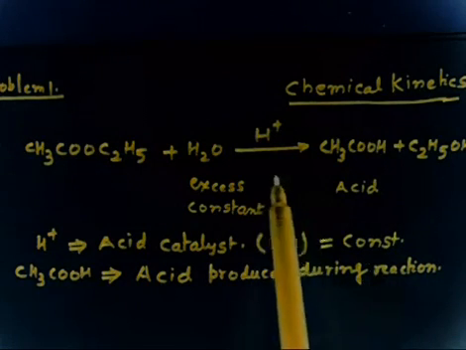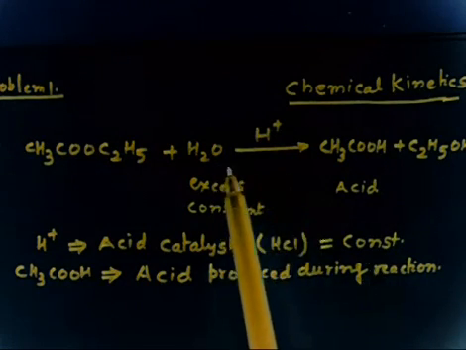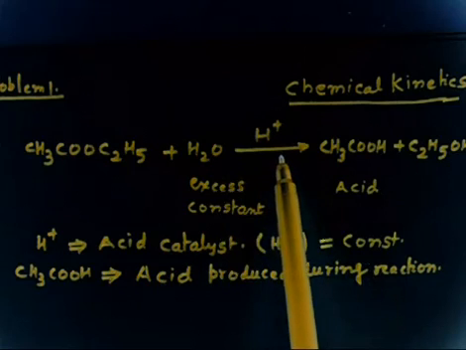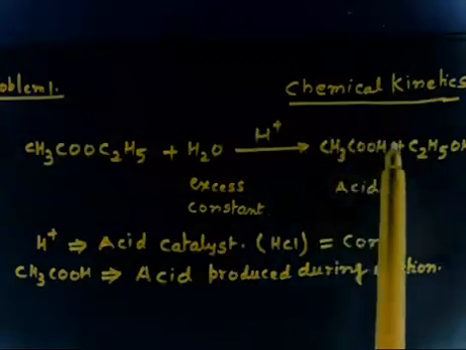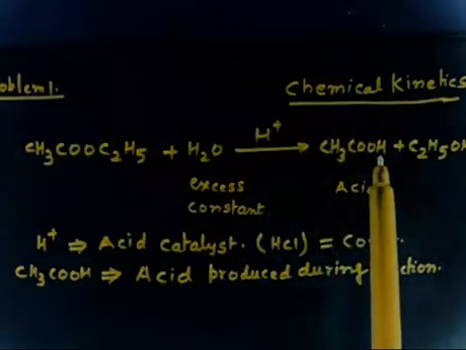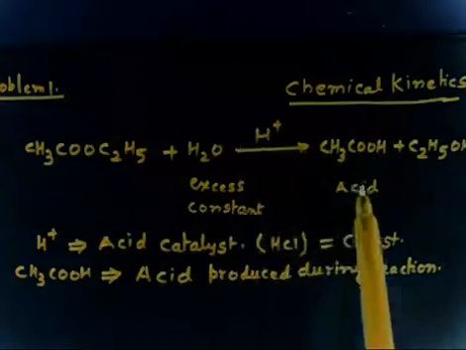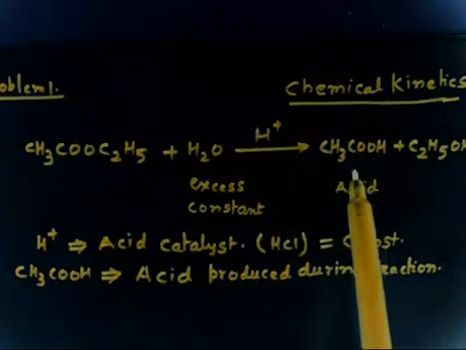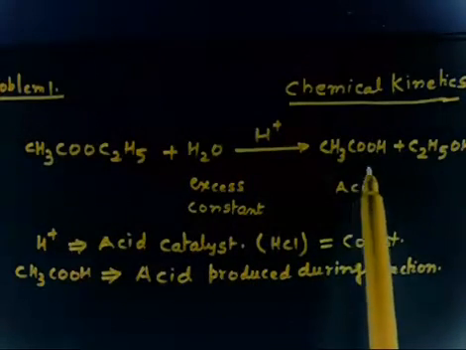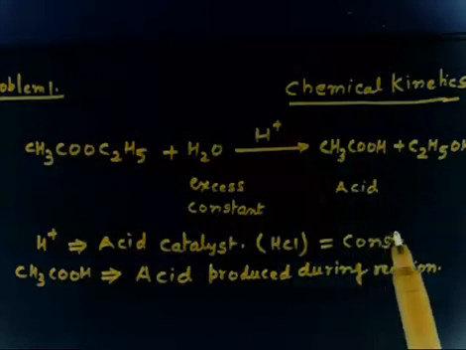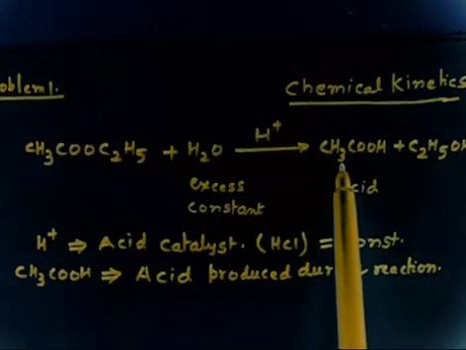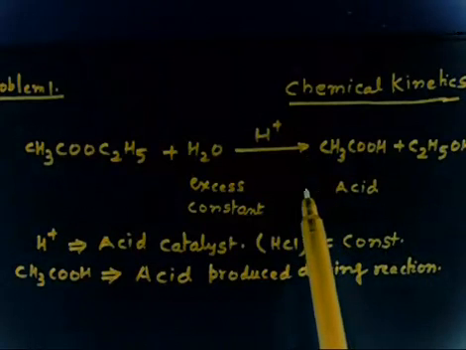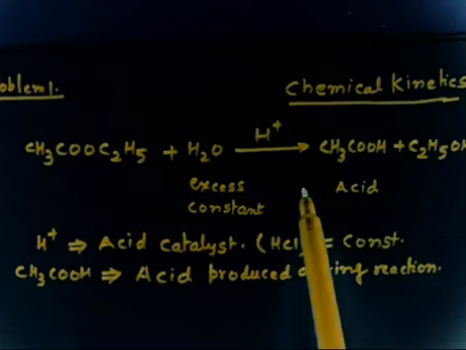So what we can do is take the total concentration of acid at any time t. What is the total concentration? The H plus and the concentration of acetic acid. Now if I measure the concentration of this total acid, slowly this concentration will increase. So I can find the rate. If I measure the total concentration of acid at any time t, I can find out the rate of reaction because the total concentration is directly proportional to the number of moles.